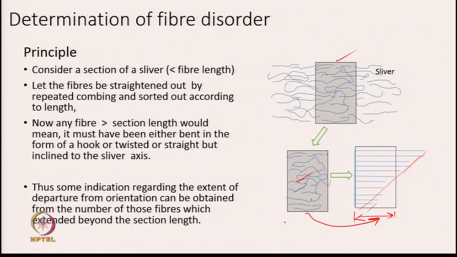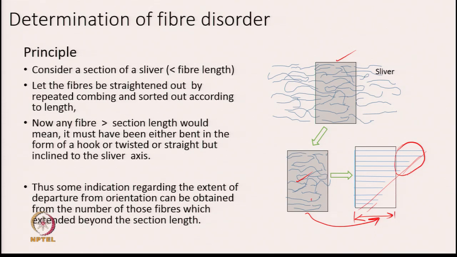Any fiber greater than this must have been either bent, that means these fibers are either bent in the form of a hook within this section, or they are maybe twisted, or they must be lying in an inclined fashion within this, and therefore, when you comb them out, they get straightened out and their length exceeds the length of the section.